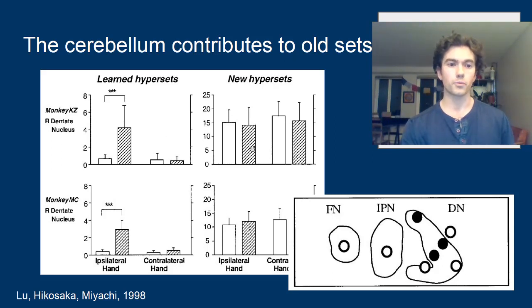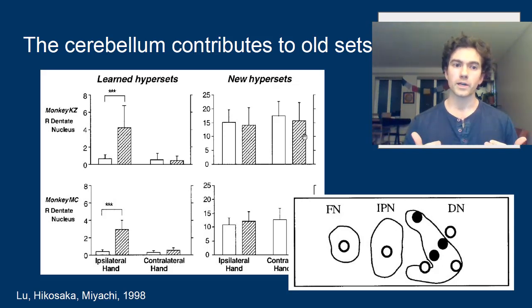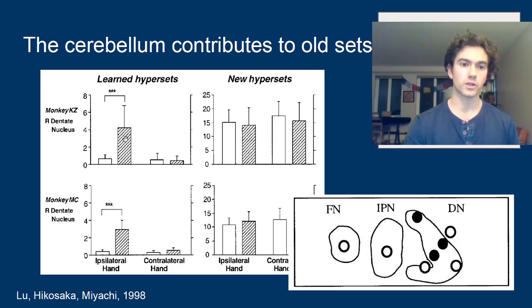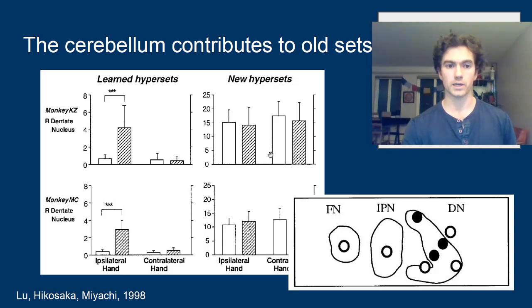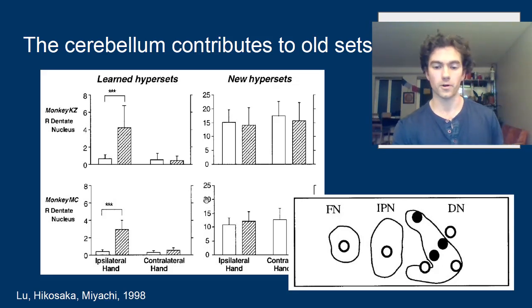So this is really pretty robust, because unlike what we saw for the SMA data and for the striatum data, where all of the effects were kind of, yeah, they do have a preference, but they also kind of affect the other one as well, here we see that it's really only the learned hypersets. It's a very specific effect. I think we can be pretty confident looking at these data that the dorsal aspect of the dentate nucleus of the cerebellum is involved in the learned hypersets, but not in the new hypersets. And this is replicated across 2 different monkeys. So all the things that you want.